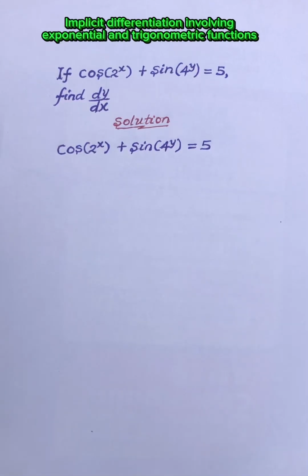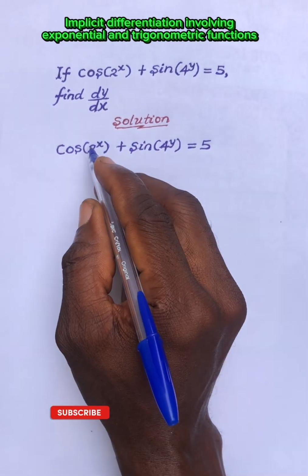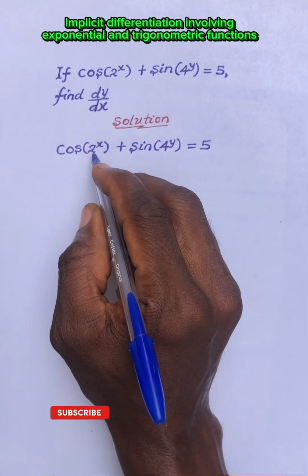If cos(2^x) + sin(4^y) = 5, find dy/dx. Solution. This is an implicit differentiation, so we're going to differentiate both sides of the equation and make dy/dx the subject. To differentiate cos(2^x), we differentiate 2^x.